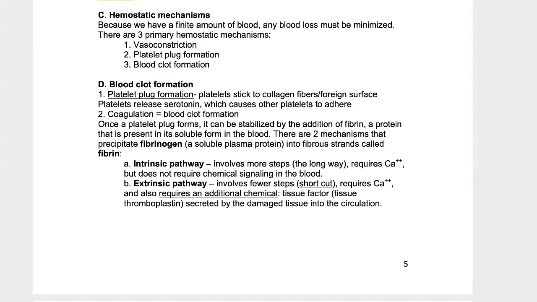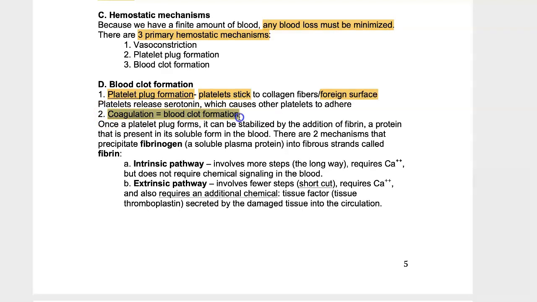Let's finish up by taking a look at the notes. We're at the bottom of page 5. There are 3 hemostatic mechanisms that we looked at in the video. Because we have a finite amount of blood, any blood loss has to be minimized, and we do that through vasoconstriction, platelet plug formation, and blood clot formation. A platelet plug is when platelets stick to any foreign surface. They release a substance which will cause other platelets to stick, and it forms a plug, or platelet plug. A platelet plug, once it's formed, can be stabilized into a blood clot.